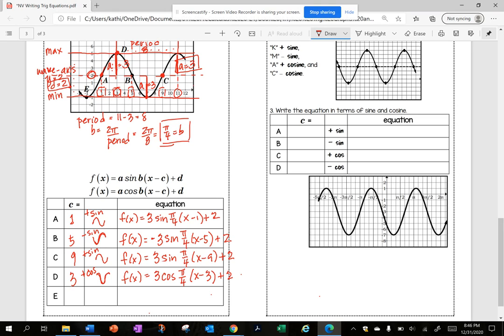All right, let's try point E. At point E, my C value is -1. I am starting on a minimum, so my curve looks like this. So since I'm starting on a minimum, I have a minus cosine curve. So substituting in, I have a negative sign because I'm flipped. So -3 cosine. B is still pi over 4. And x minus a -1 makes that x plus 1, plus 2.